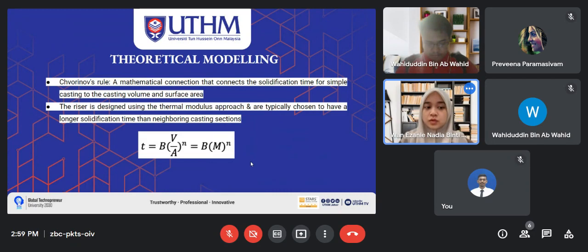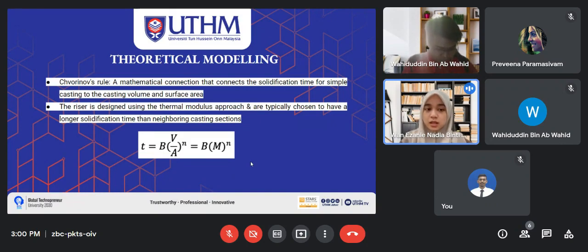I'm going to talk about the theoretical modeling for this research. So, Chvorinov's rule is a mathematical connection that connects the solidification time for simple casting to the casting volume and surface area. The rule states that a casting with a high surface area and small volume cools faster than a casting with a small surface area and large volume under identical conditions.